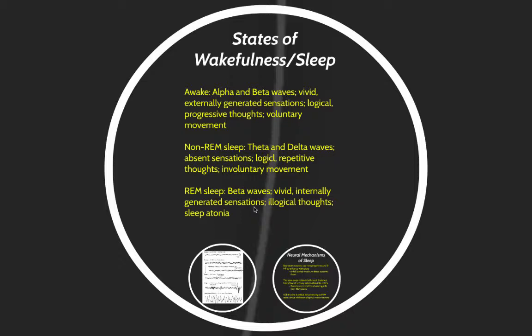Another major component of REM sleep is sleep atonia, which means that everywhere from the neck down, your body is paralyzed. This sleep paralysis is quite necessary so that you do not act out your dreams and hurt yourself or others.